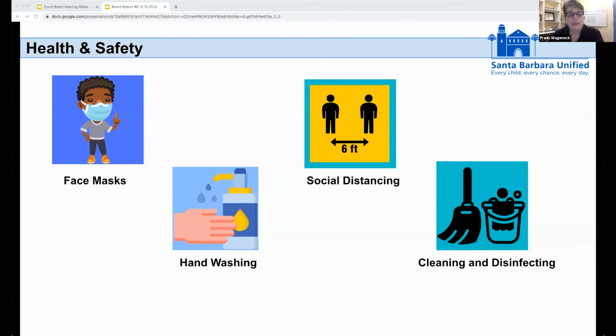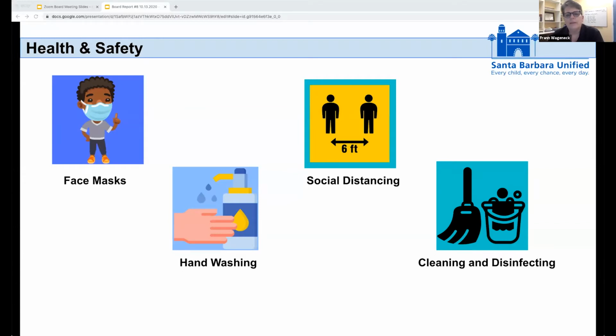Students will be reminded regularly through various methods. We'll be training students through videos and signs and teacher presentations to wear their face coverings. We encourage you, families, to also reiterate that at home.